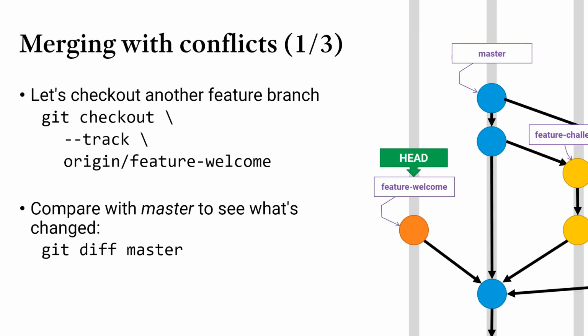So what we're going to do next is check out another feature branch. This is the feature welcome branch. And this branch was once again based on our original master, so it goes all the way back to where we started today's lesson. You can go ahead and check out this branch so that you're tracking the remote origin feature welcome branch, and you can run the git diff master command to see what changed. So I'm going to have you pause here, go ahead and run these commands, and then we'll pick back up at this point in just a moment.